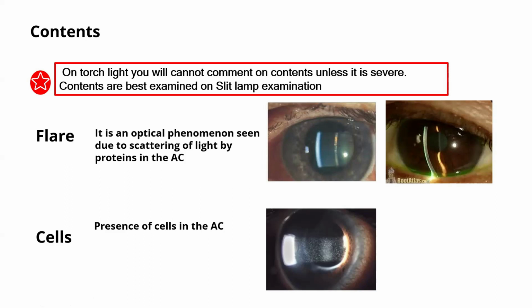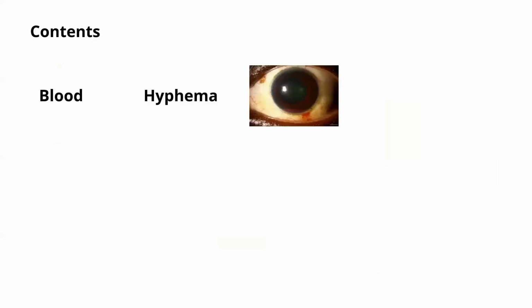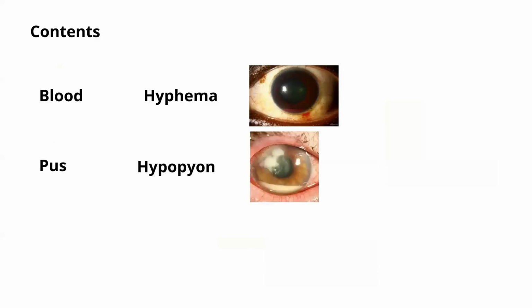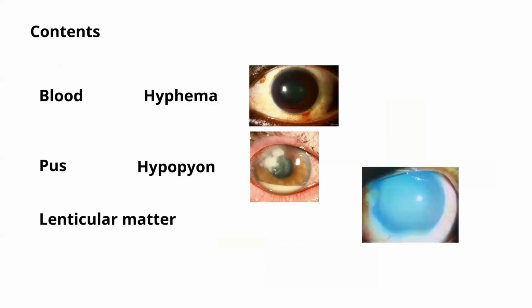And cells, you can also see cells. You can see cells distributed in the aqueous, and you will grade them according to the number of cells in a 1 by 3 millimeter slit. So this is only seen on slit lamp. It cannot be seen on torchlight. But on torchlight, can you see anything else? If there is presence of blood, which is called hyphema, you can see blood in the anterior chamber. If there is presence of pus, which we call hypopyon, you can see pus in the anterior chamber. Sometimes lenticular matter, like in phacolytic glaucoma, you can see lenticular matter in the anterior chamber.